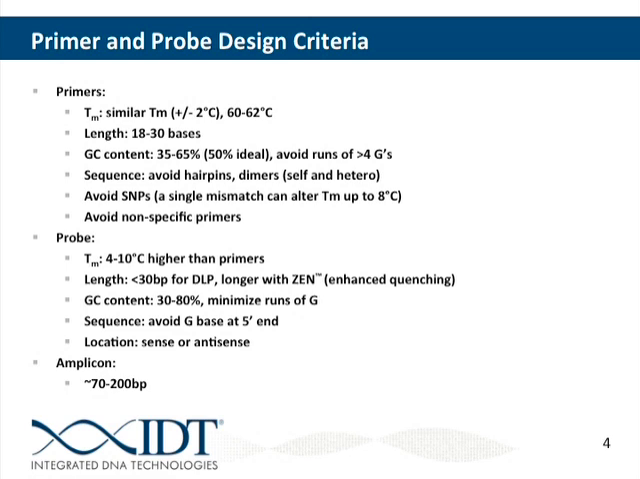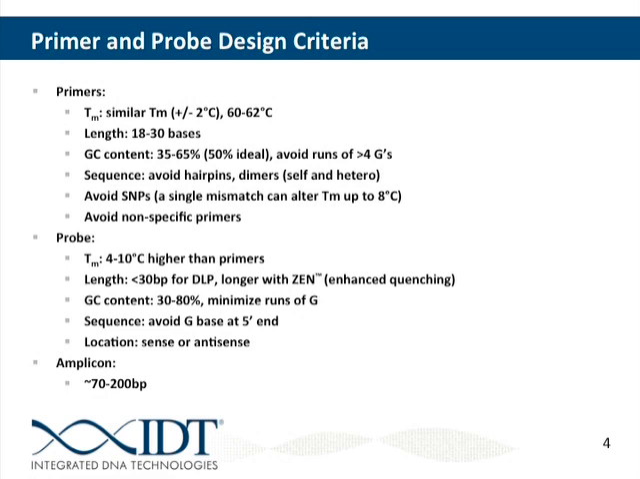A GC content somewhere in the range of 30 to 80% with minimal runs of G in the sequence. So if you're especially using dyes in the green range, you want to make sure to avoid putting a G base at the 5' end of your probe. You can get some quenching by G if you place a G base at the 5' end, especially if you're using those FAM, HEX, green dyes.